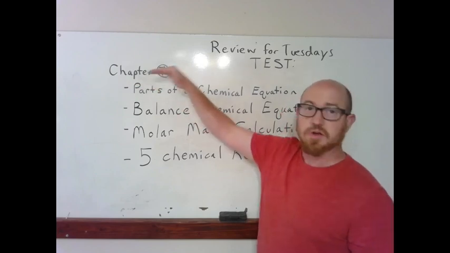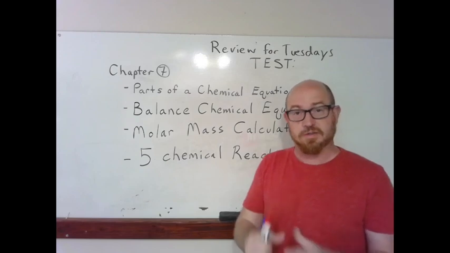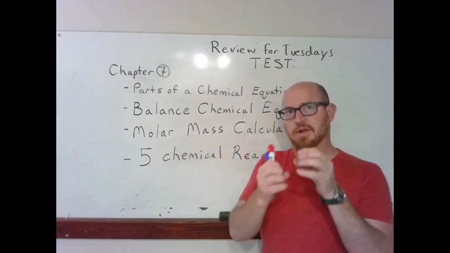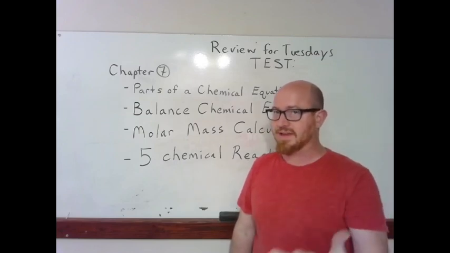So what we started with is the anatomy of a chemical equation. Basically, what are the parts? We had the reactants, and they were added together, and they yielded products. We'll take that into one big step.